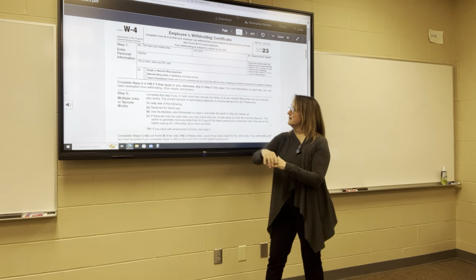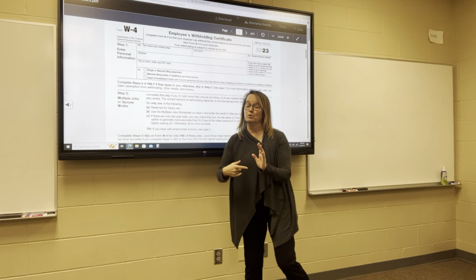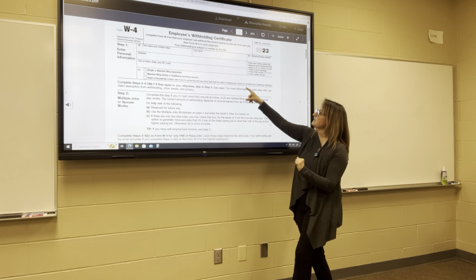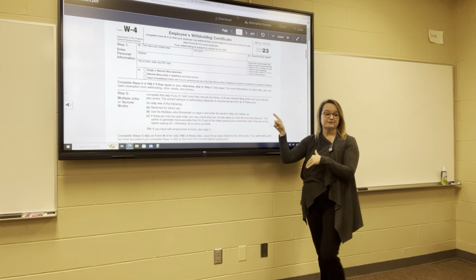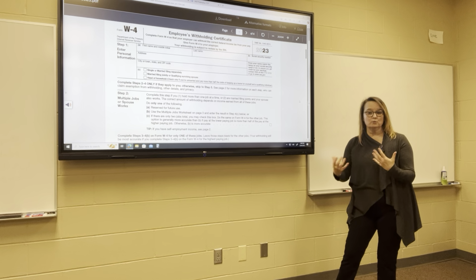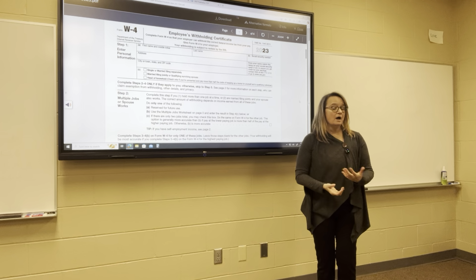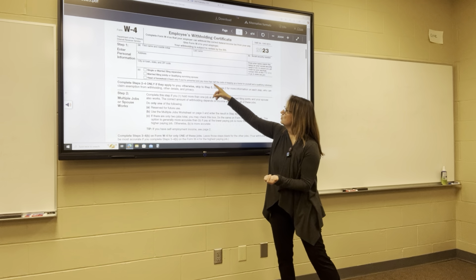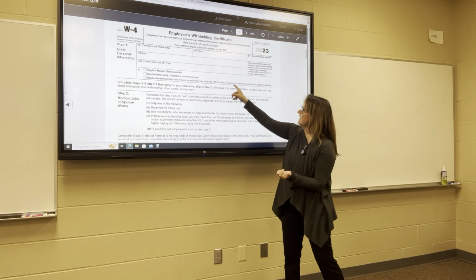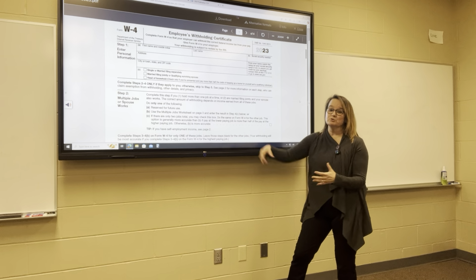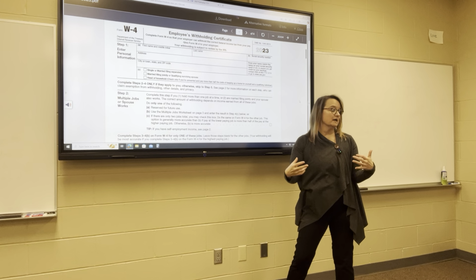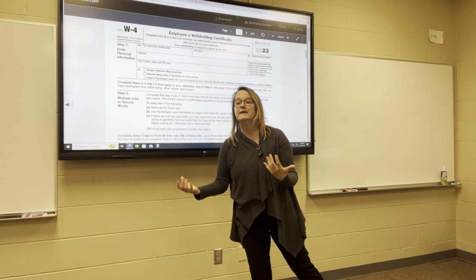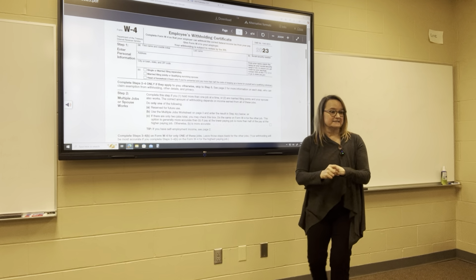So qualifying surviving spouse. Last one then is head of household. So unmarried, and you pay more than half of the costs of keeping up a home for yourself and a qualifying individual. So single parents usually will file as head of household, but it's not just for single parents. You may have this person that is qualified, that you pay more than half of the costs. This other qualifying individual could be a parent, or it could be a different type of relationship. It's a very common filing status. You do see it a lot.